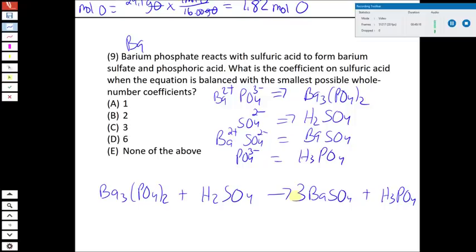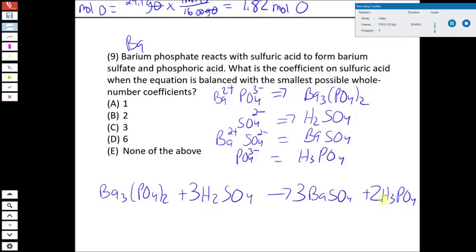So 3 there. Now by putting 3 there, we now have 3 SO4 2-, 3 sulfates. So if we have 3 sulfates on the right, we need to have 3 on the left. So that means we have to have a 3 there. And then finally, to balance everything else out, we have 2 phosphates over here, 2 PO4 3- for the barium phosphate, which means we have to make 2 phosphoric acids.